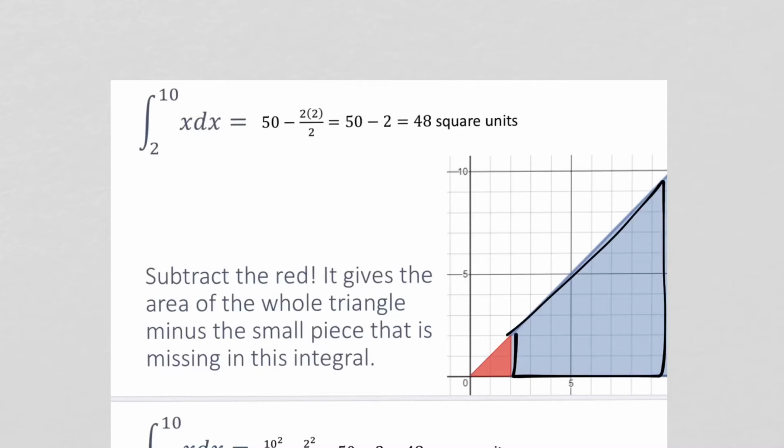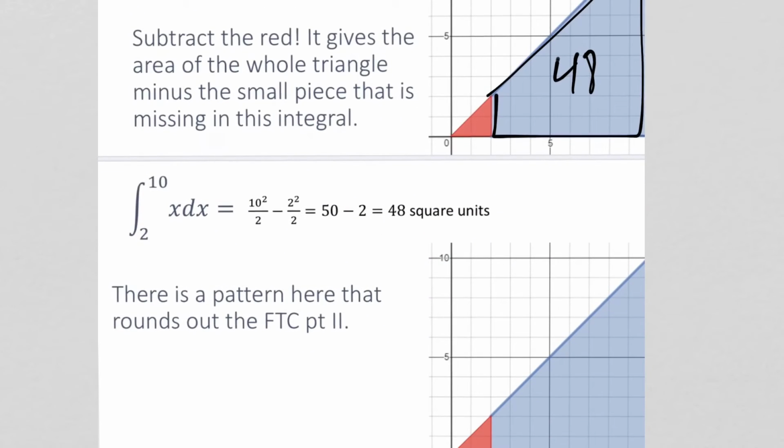And what we're going to find is that there's actually a pattern within this. I'm going to rewrite this in a way that's going to seem weird, but all we're doing, because our triangle is a 10 by 10, is 10 squared divided by 2, and then we're subtracting this little 2 by 2 triangle, which is 2 squared divided by 2, giving us that 48. So there's going to be a pattern here that's going to help us round out the rest of the fundamental theorem of calculus, part 2.